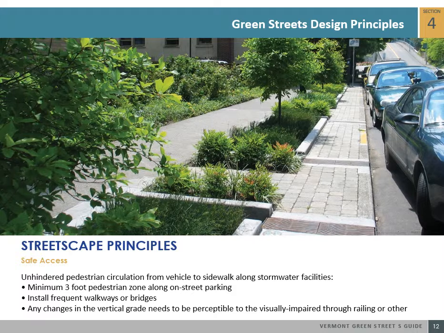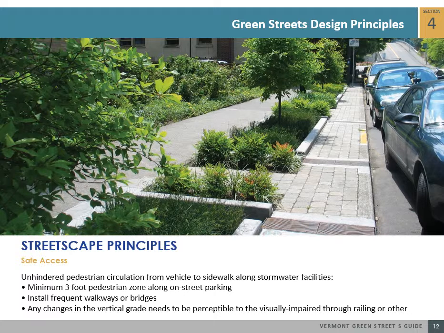When on-street parking is designed next to a stormwater system, it is critical to consider where people will walk when they leave their cars. People need adequate room and a place to step when they exit their vehicle that does not interfere with the stormwater system. A minimum area of 3 feet wide adjacent to the street curb should be provided. Providing frequent walkways or bridges across stormwater systems can help pedestrians exiting their vehicles feel welcome.